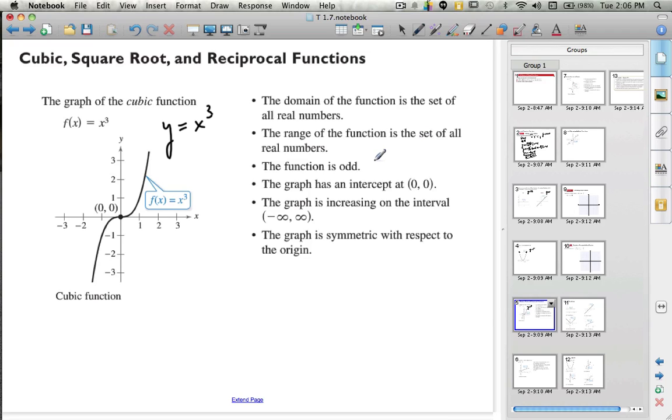This is an odd function because it's symmetrical to the origin, right? It's symmetrical around the origin. It has an intercept of 0, 0. It's an odd function, and the graph is increasing on the interval from negative infinity to positive infinity. These are all the characteristics of a cubic function.